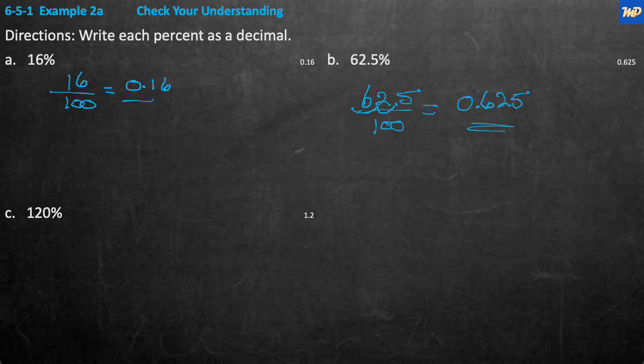120% written as a decimal. 120 divided by 100 is equal to, move the decimal point 2 places, 1, 2, 1.2. We can leave the 0 on or off, we'll put the 0 back on, 1.20 is the answer. Decimal 1.20 is 120 hundredths. Okay?